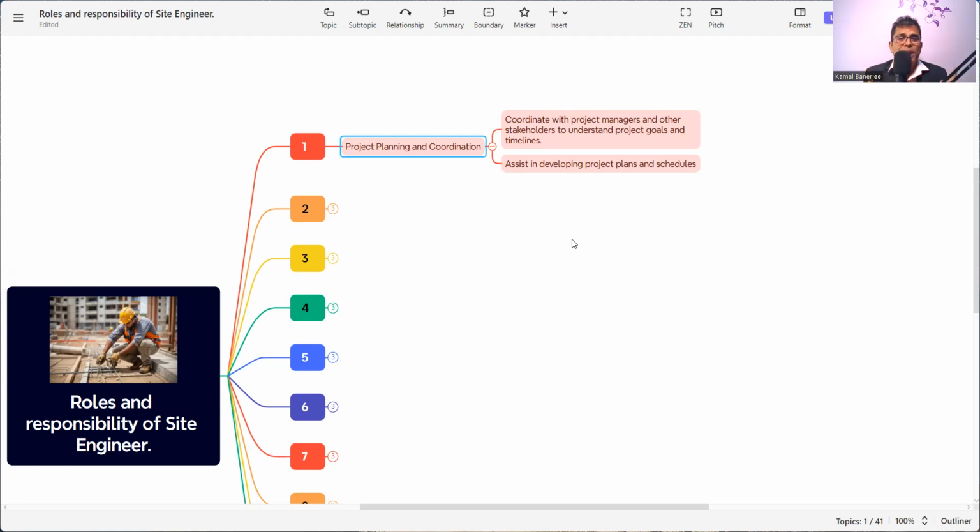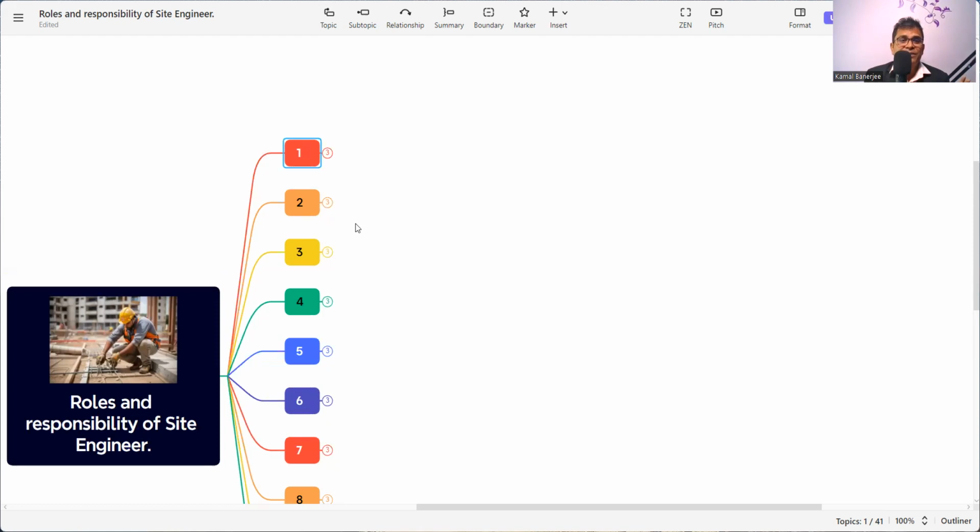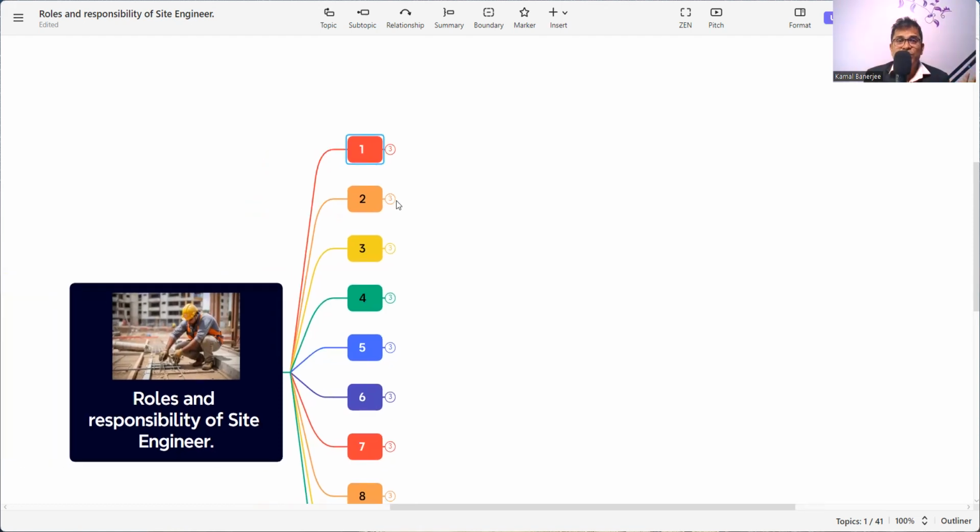So project planning and coordination is very crucial, because if you make it a regular habit, you will be the master in planning and coordination, which is very essential for promotion as a project engineer, construction manager, and project manager. So this project planning and coordination is the responsibility of a site engineer whenever you are starting your journey.